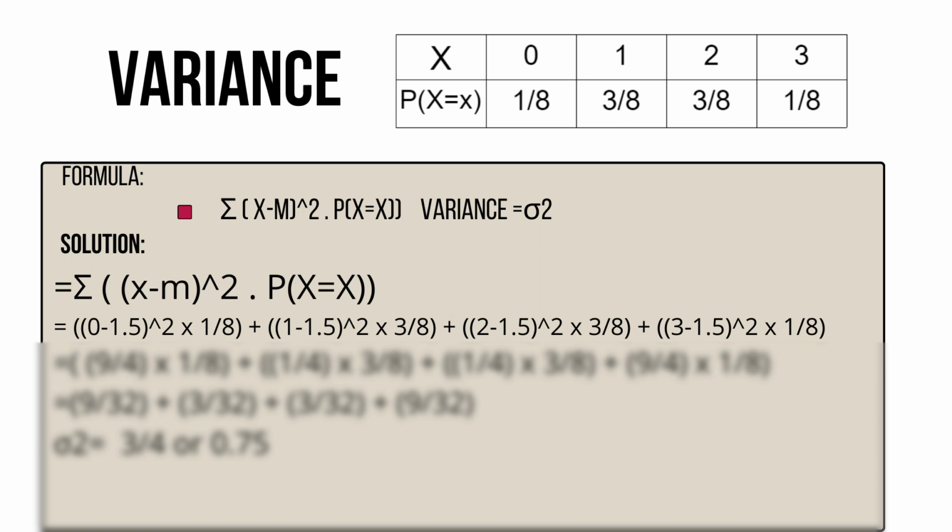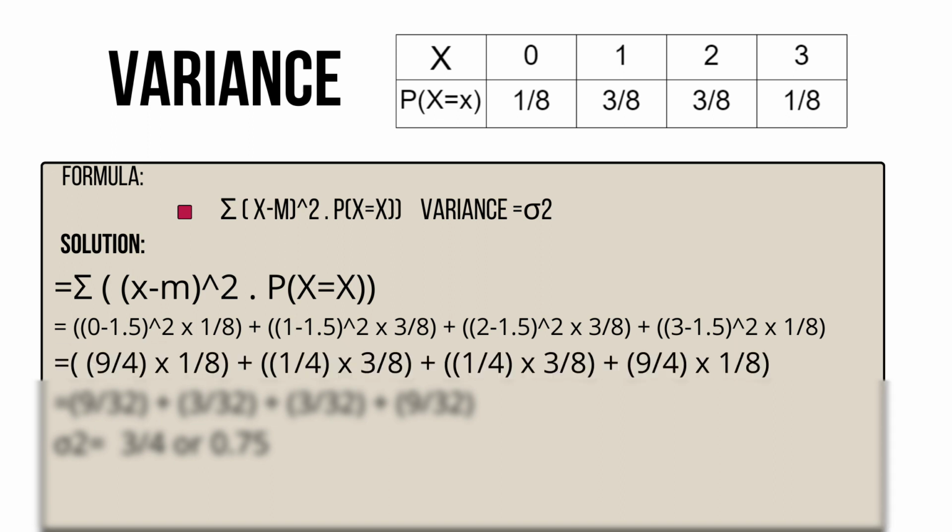Okay, 0 minus 1.5 squared will be equal to 9 over 4, multiplied by its corresponding probability, which is 1 over 8, plus 1 minus 1.5 squared is equal to 1 over 4, multiplied by its corresponding probability, which is 3 over 8. 2 minus 1.5 squared is equal to 1 over 4 multiplied by 3 over 8, plus 3 minus 1.5 squared is equal to 9 over 4 multiplied by 1 over 8.